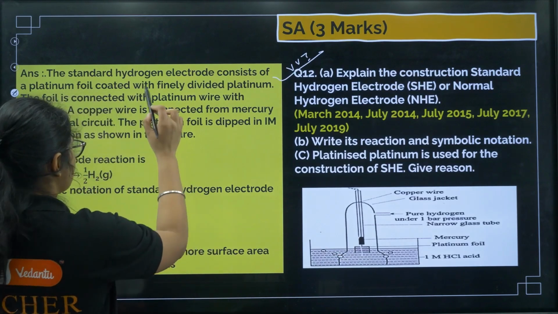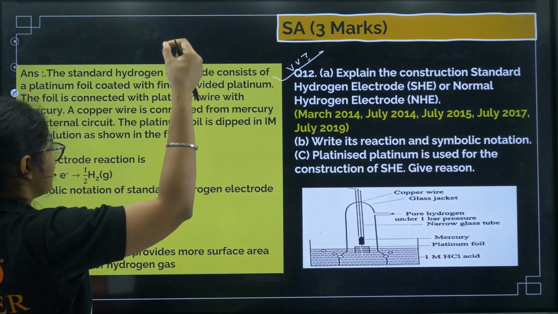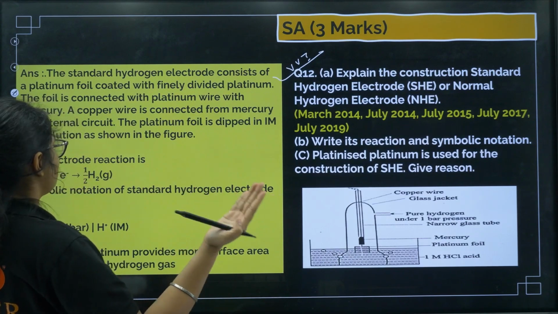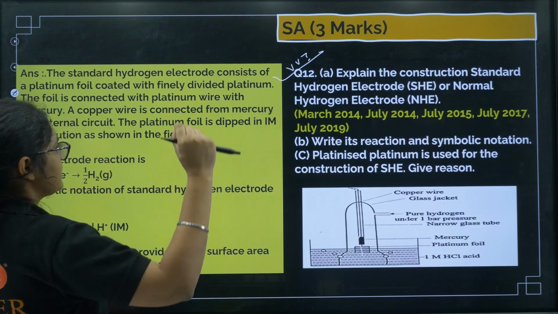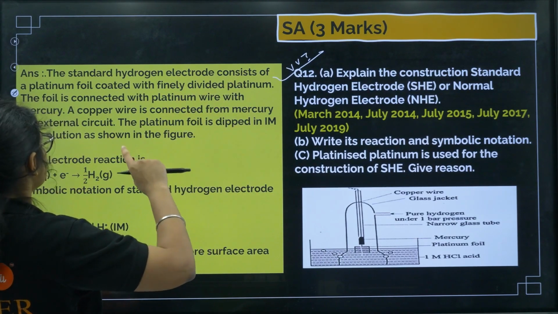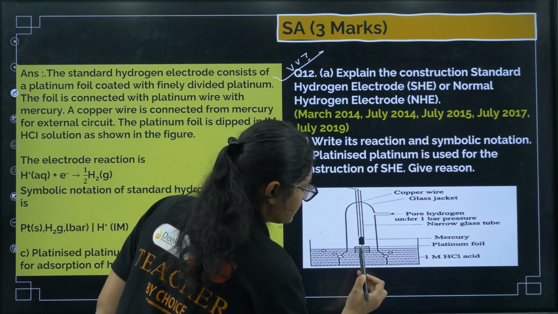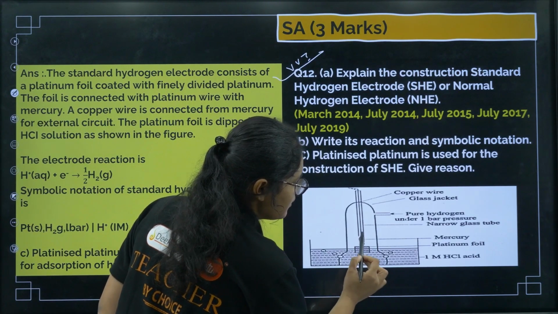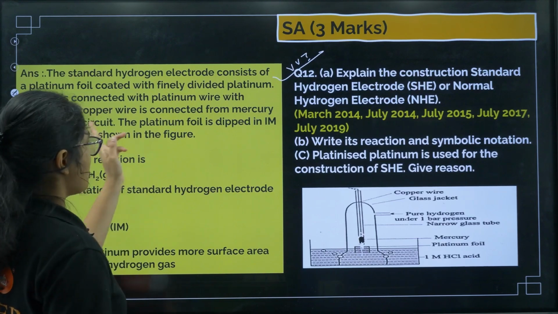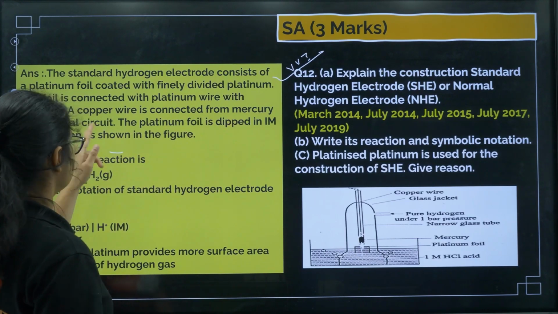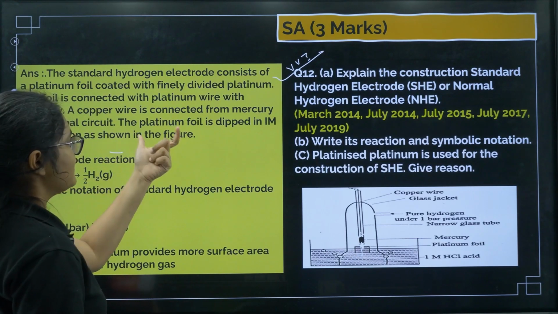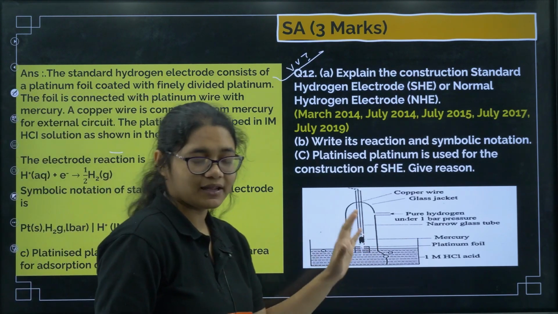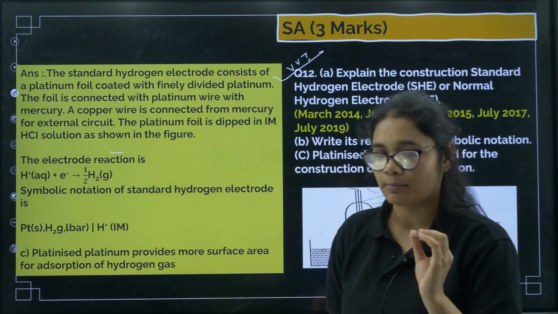Next, coming to the standard hydrogen electrode: it consists of a platinum foil, okay, platinum foil coated with finely divided platinum. The platinum foil is connected to a platinum wire with mercury. You can see the platinum, this small part is your platinum wire, through a mercury. Next, what happens? Copper wire is connected from the mercury for the external circuit. The platinum foil is dipped in 1 molar HCl solution as shown in the figure. Please, very important question, do this question properly.